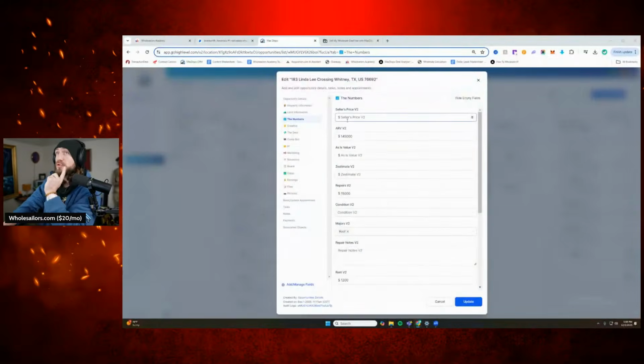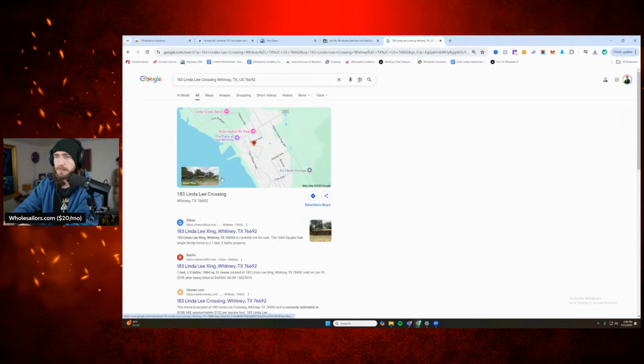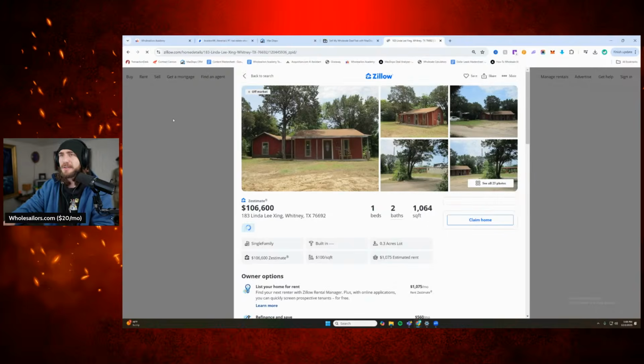So first, we got this house in Whitney, Texas that Travis sent, and let's look at it. Travis thinks the ARV is 145 and he thinks the repairs is 15. All right. So the first thing I'm going to do, guys, is I'm going to grab the address and just throw it into Zillow. That's it. That's all we do. We just throw the property into Zillow. Just getting an idea of where this property is, trying to look for a few key details.